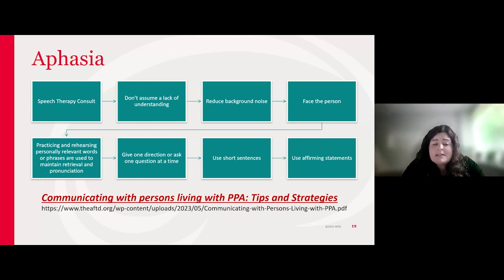Sometimes we'll suggest practicing and rehearsing personally relevant words like names or things that they need to say over and over again to help them be more successful. We also want to give direction or ask a question one at a time. And we want to use short sentences and affirming statements. We have more of this information on our website. This is a quick breezer, but specifically the communicating with persons living with PPA tips and strategies, you can utilize them with anyone with language loss, and they can be a support specifically in the FTD ALS space, which kind of leads us to our next slide.